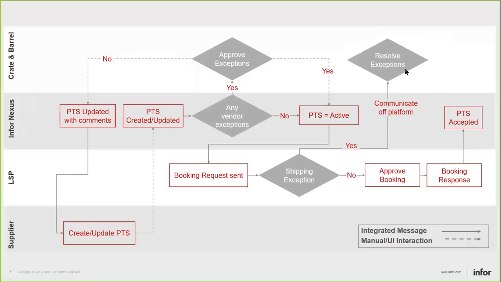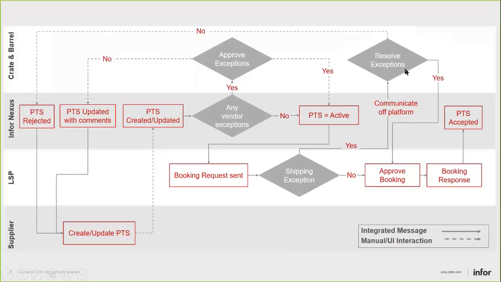Right? So if the exceptions are approved, ACS will approve the booking, then trigger the booking response to get the plan to ship accepted. Okay. Or if changes are needed, ACS will reject the plan to ship back to supplier to update. So on the plan to ship workflow, suppliers are mainly dealing with creating and updating the plan to ship, and pay attention to the plan to ship document status.